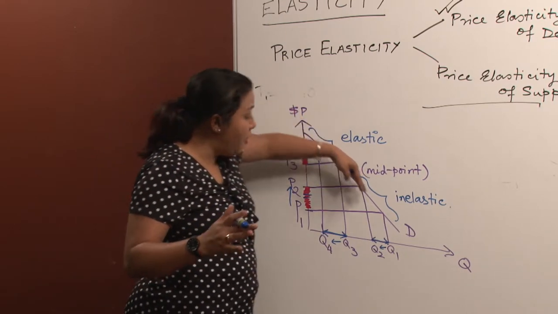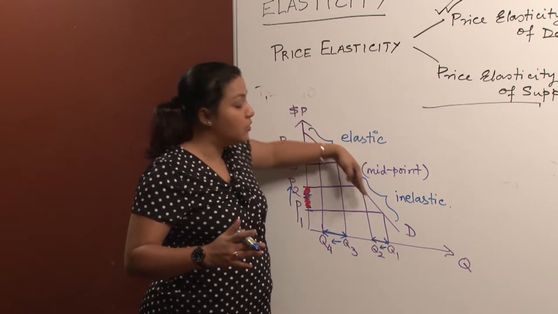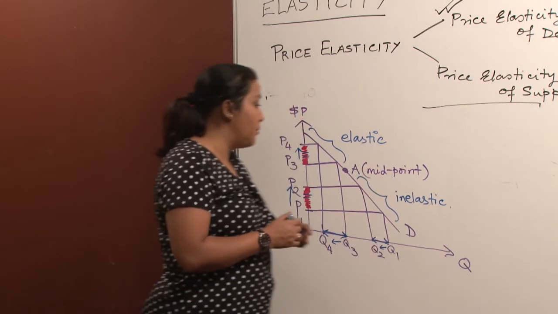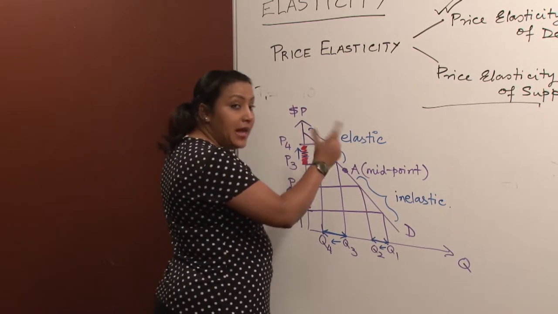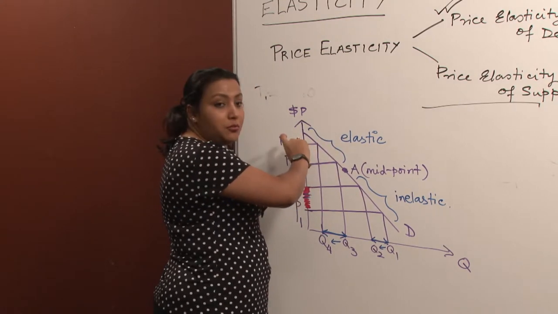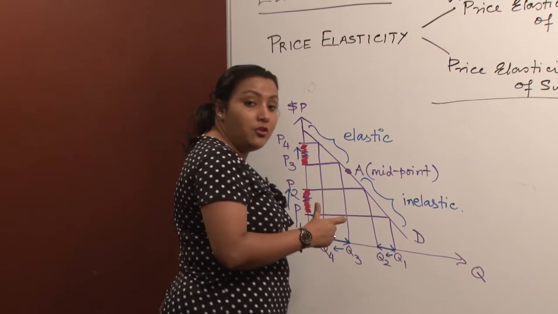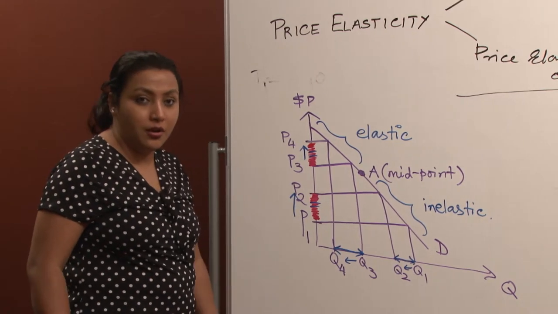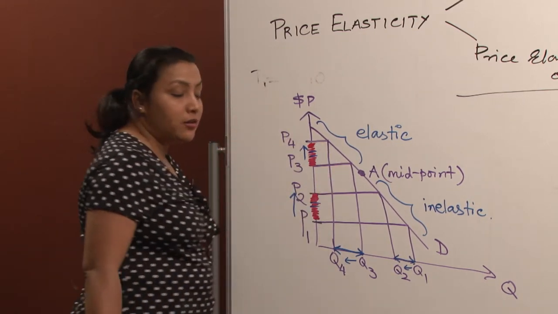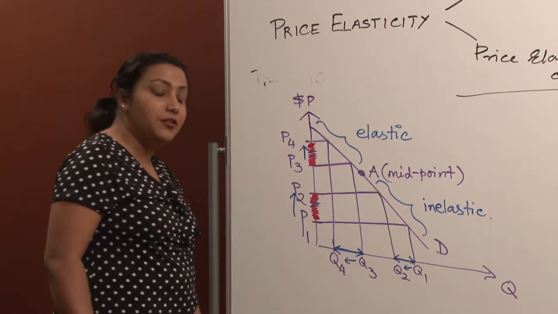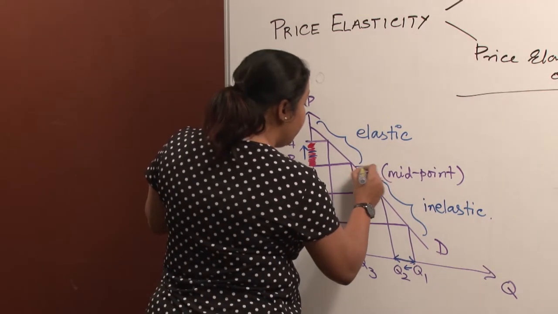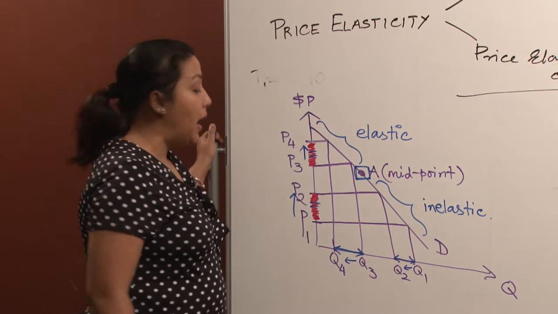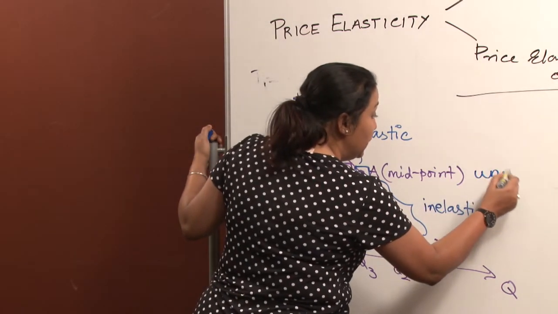But as we are going down the slope of the demand curve, as we are moving from the upper parts of the demand curve to the lower parts of the demand curve, you can see that the elasticity is changing. For the same change in price, you are seeing a much lower change in the quantity demanded as you go down the demand curve, right? So, the upper part of the demand curve is elastic and the lower part of the demand curve is inelastic, and this midpoint is the point where it really switches, and that point is also the unit elastic point.